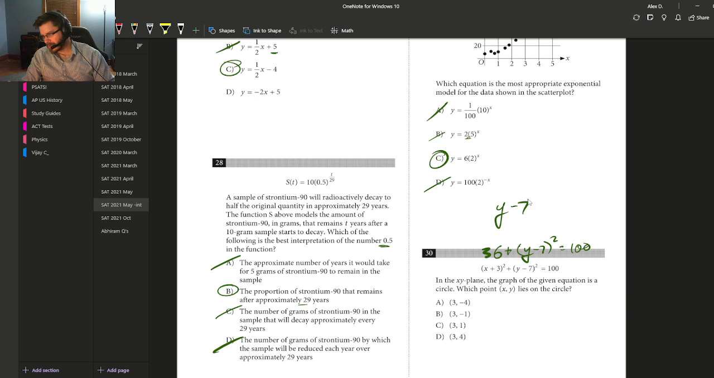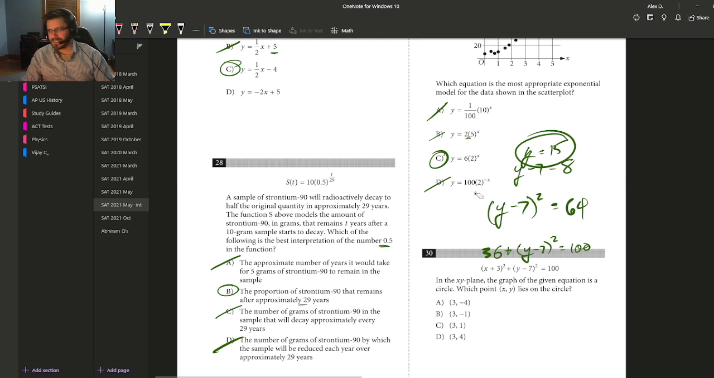Y minus 7 squared. Notice I'm not going to expand this. It is 64. Square root now. Y minus 7 equals 8. Y is 15. That is not in there.